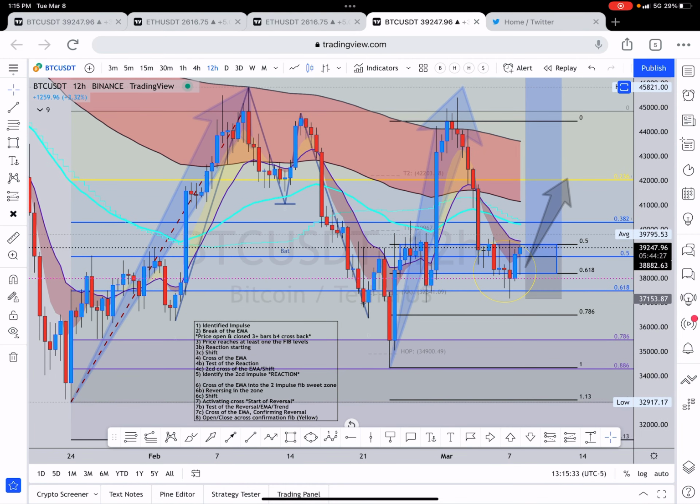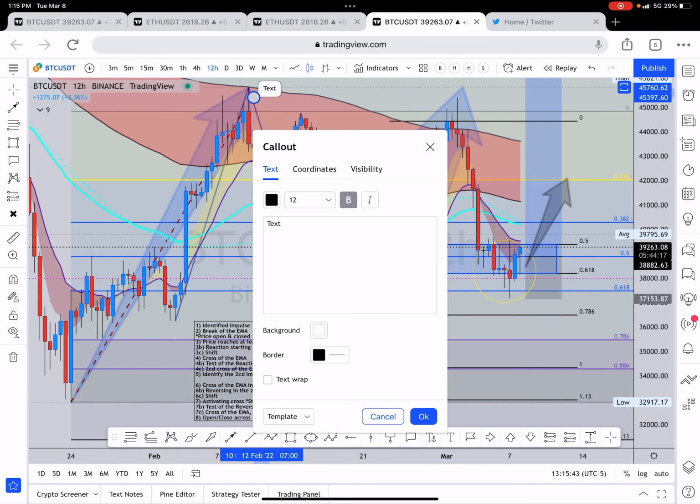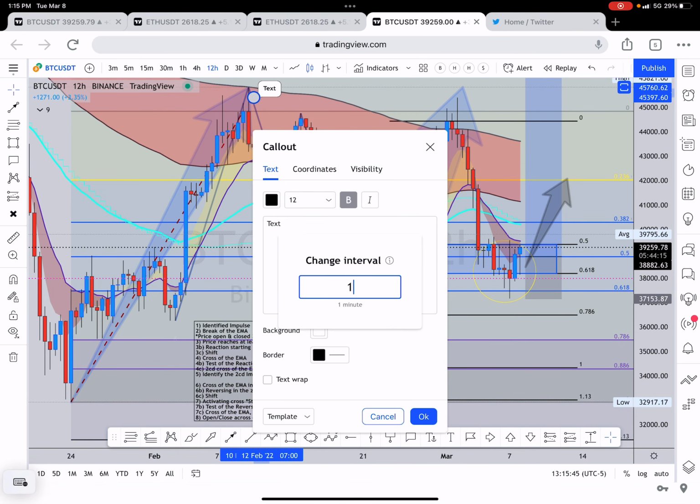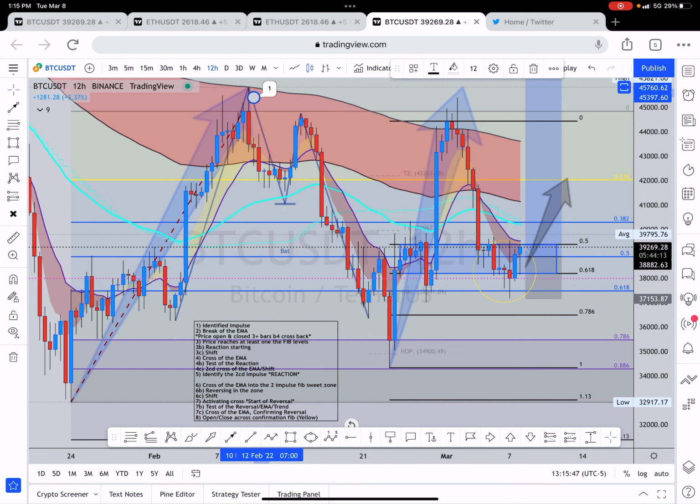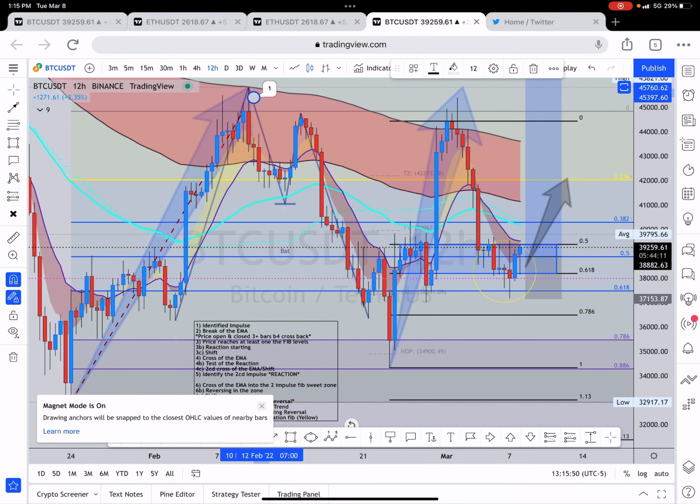Okay, cool. So the first thing we're going to do, step one, is identify the impulse. We have identified this bullish impulse starting from the low to the high, and this is going to be our step one. This is us identifying the impulse of step one. Put this on so I don't have to do that multiple times.